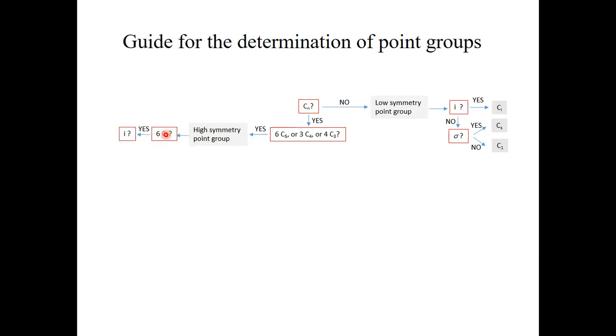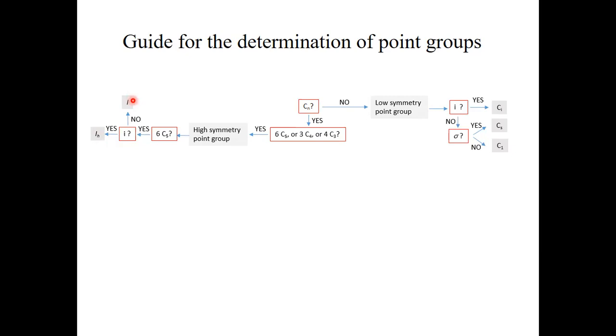Okay. And we would need to distinguish what kind of icosahedral point group it is. We can then ask the next question, which is, do we have an inversion center present? If we have an inversion center present, then we know it's point group Ih. If the inversion center is absent, then that must be the rotational subgroup of the icosahedral point group Ih, which is the point group I.